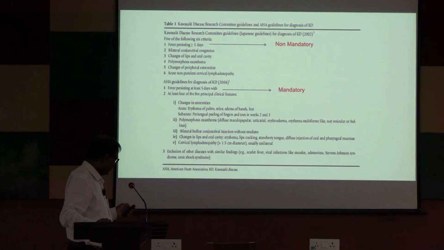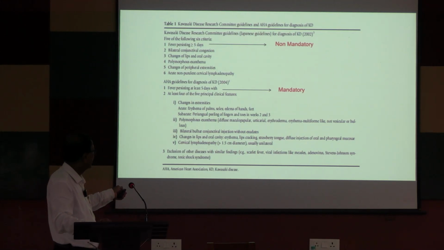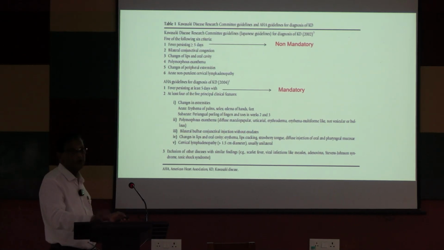What is the criteria? Previously it was fever persisting at least 5 days, in 2000; now in the 2024 criteria, it is 4 days or more of fever. This is the mandatory criterion. Plus at least 4 of the 5 principal clinical features: changes in extremities, acute erythema of the palms and soles, edema in hands and feet, subacute periungual peeling of fingers and toes 2 to 3 weeks after onset, polymorphous skin rash, bilateral conjunctival injection without exudate.